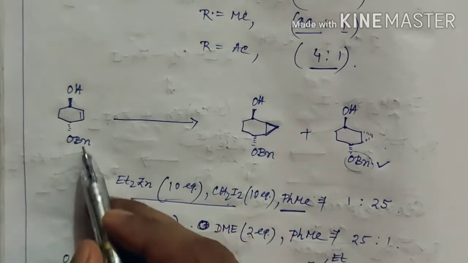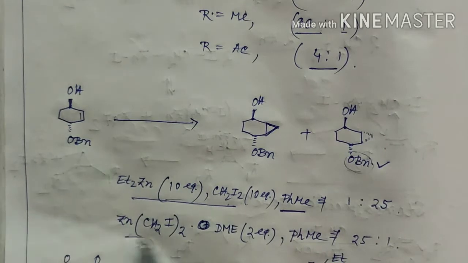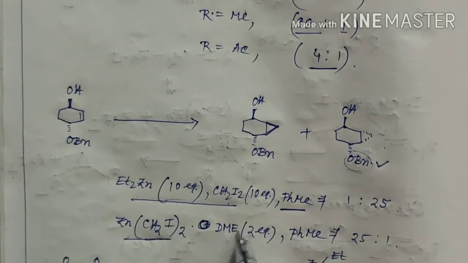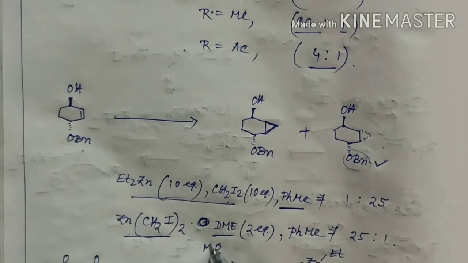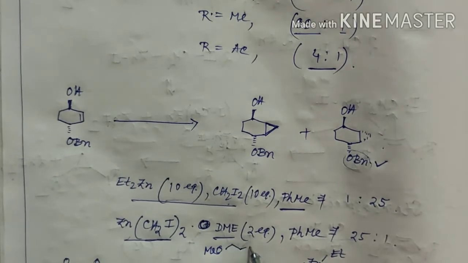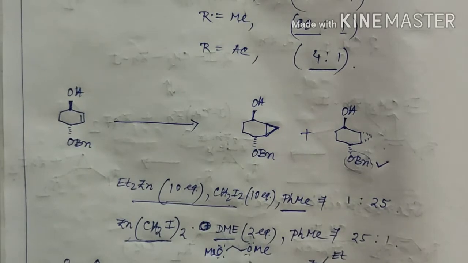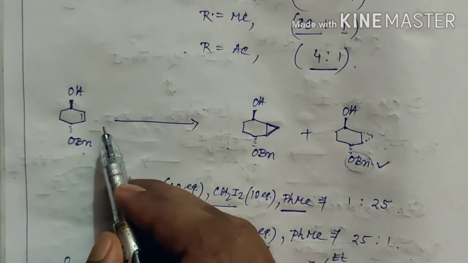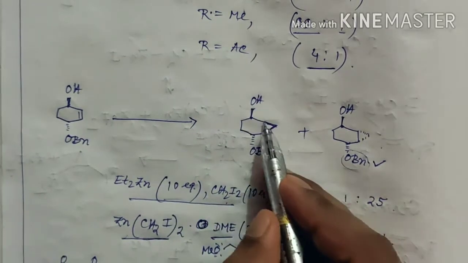That is, this product is formed as the major product. On the other hand, if this reaction is performed with a stoichiometric amount of zinc carbenoid species and with 2 equivalents of DME, that is, the coordinating solvent dimethoxyethane, so it can coordinate with the lone pair of the oxygen, then the cyclopropane ring formation will be dictated by the hydroxyl group.